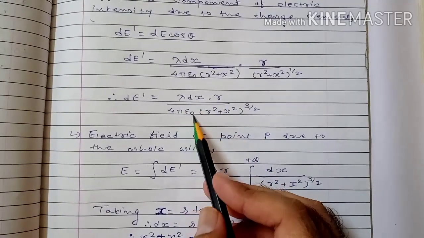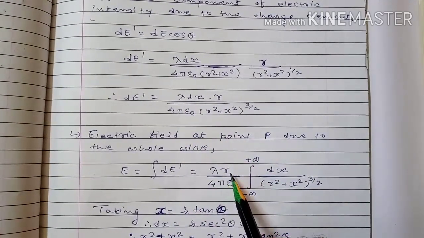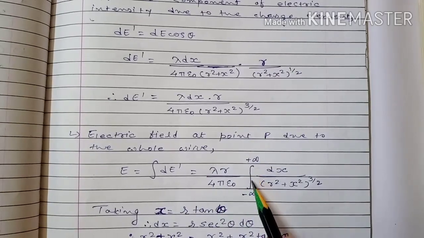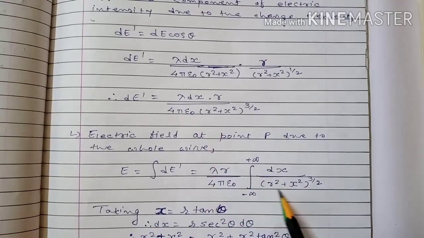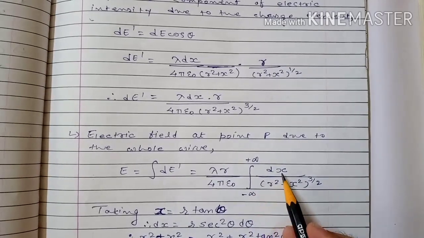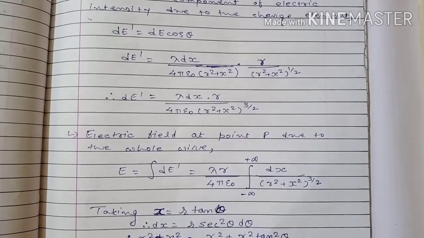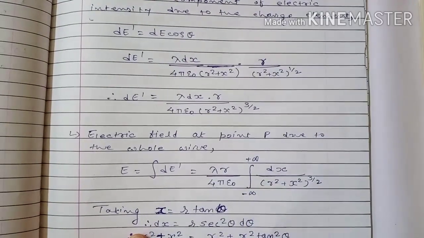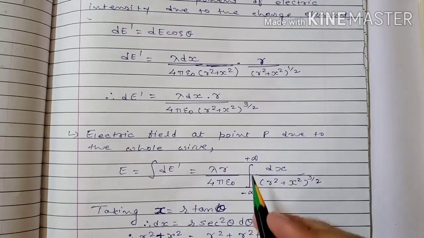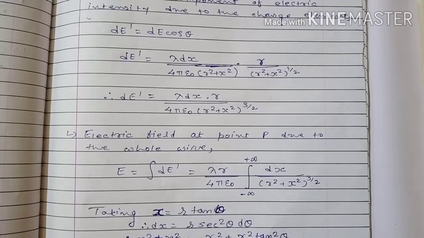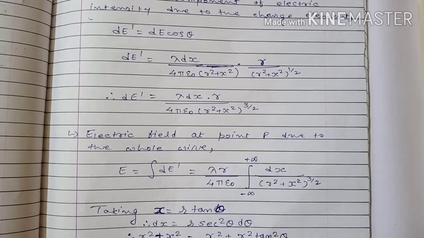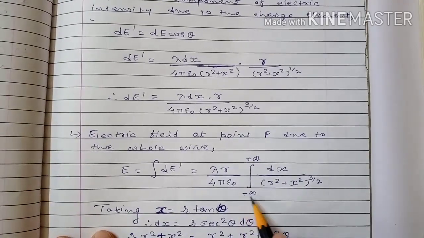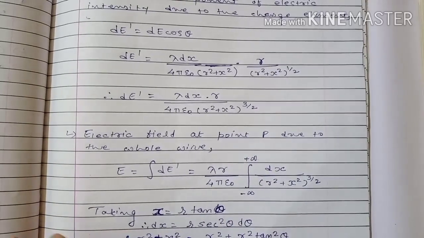Lambda r upon 4 pi epsilon naught is a constant, so lambda r upon 4 pi epsilon naught stays as it is, times the integration of dx upon (r square plus x square) raised to 3 by 2. This is the integration with respect to the variable x. The value of x above O is up to infinity, because this is a very long wire, so up to plus infinity, and below O, minus infinity. So the limit is from minus infinity to plus infinity.